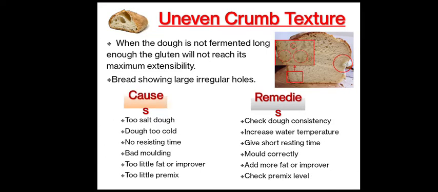Next fault is uneven crumb texture. When the dough is not fermented long enough, the gluten will not reach its maximum strength. Bread showing large irregular holes. Here are some causes. When we add too much salt to the dough, then irregular holes happen in the bread.